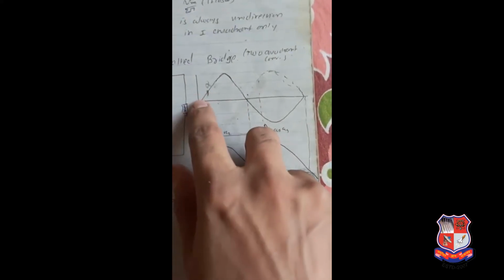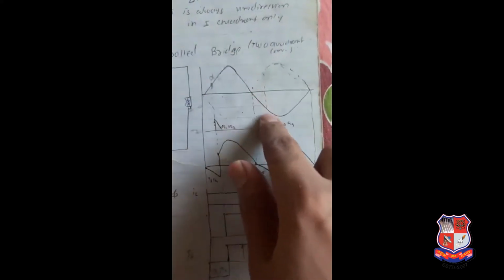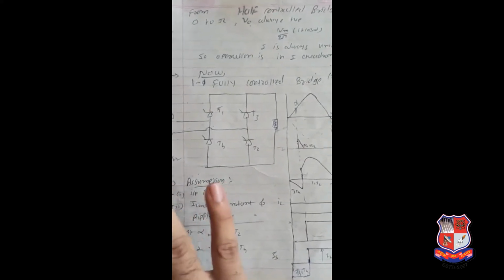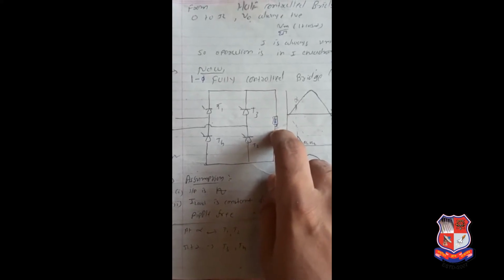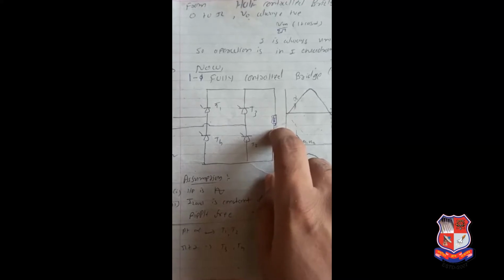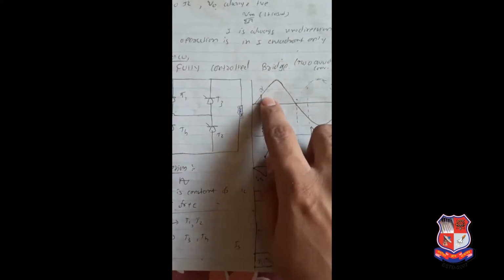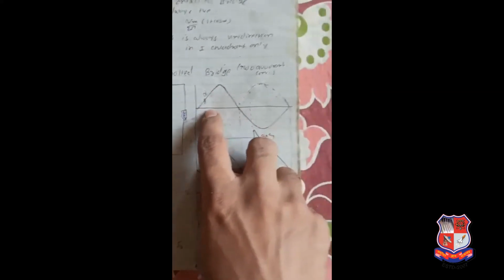This is the waveform of our supply voltage, which is sinusoidal. First of all, we have to make some assumptions: that our input is purely sinusoidal, and the load is constant and ripple free. That means our load is RL type, and the current is constant and ripple free. So let us give the gate pulse at somewhere around 20 or 30 degrees, as shown in this waveform.